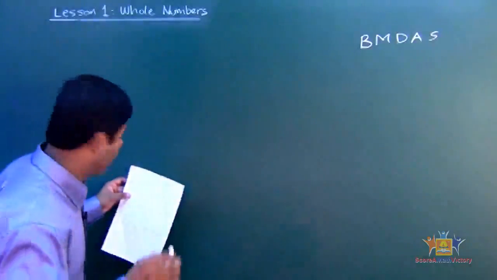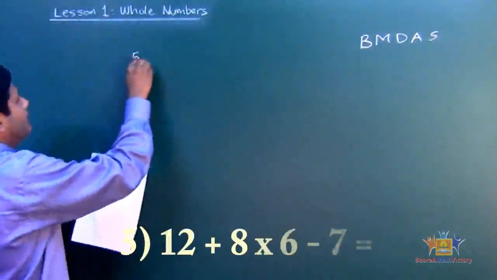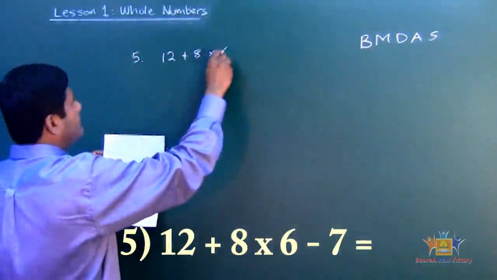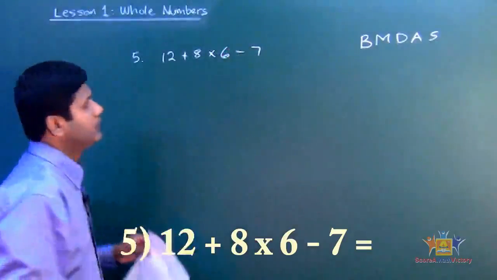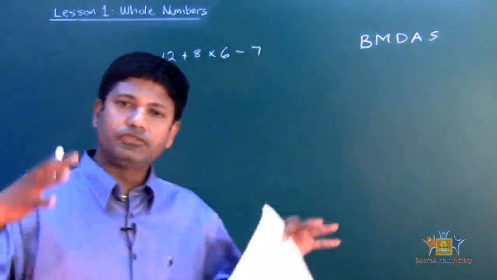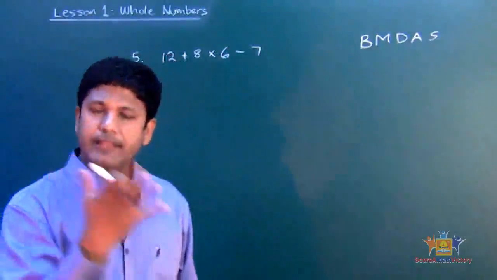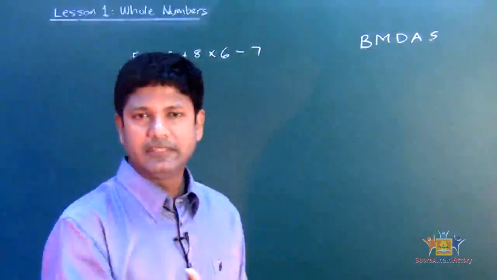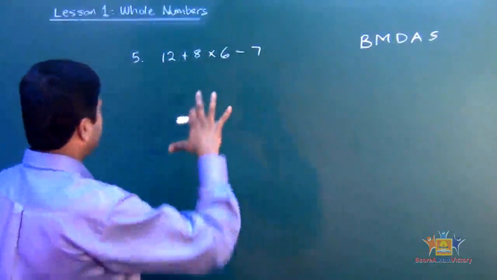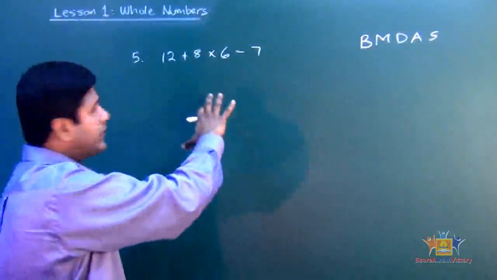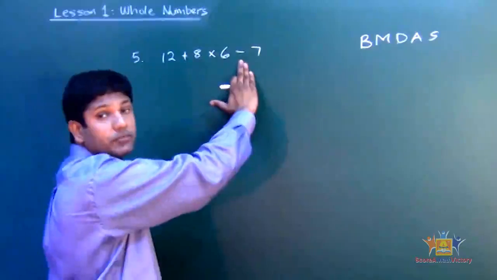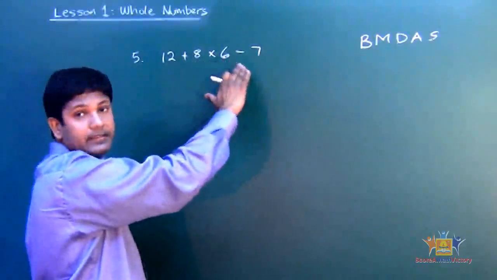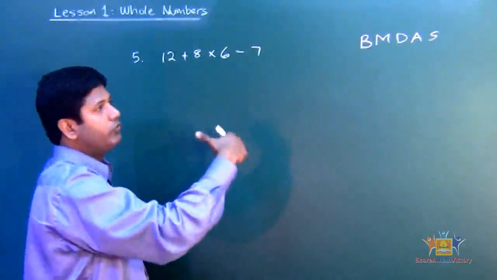Problem number 5. We were given 12 plus 8 times 6 minus 7. Always remember, when you're solving a problem, look at the problem and try to understand what the problem is given to you. Analyze that problem. You got plus, you got multiplication, you got subtraction. You got a mix between plus, multiplication, and subtraction. See that?